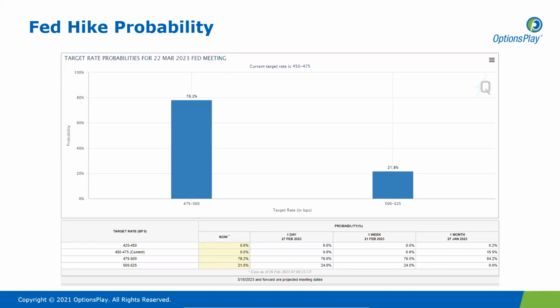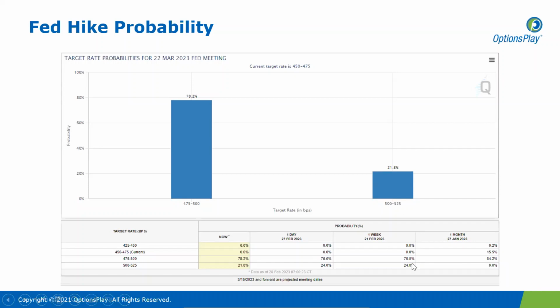So we have here the two potential outcomes for the next Fed meeting, current target rate being at 450 to 475, and Fed futures are pricing in a 78% chance of a 25-point hike to 475 to 500, and a 21% chance of a 50-point hike. Now, I still believe that a 25-point hike is a more realistic outcome here in 4 weeks' time. I think a 50-point hike would just be too much too quickly.